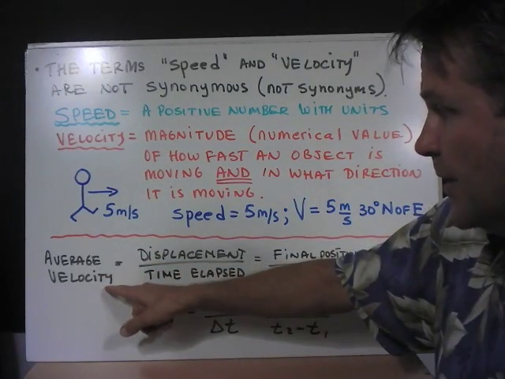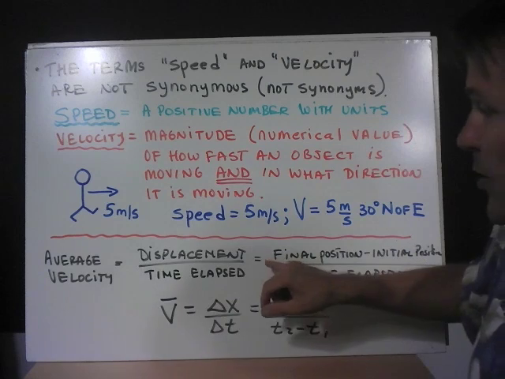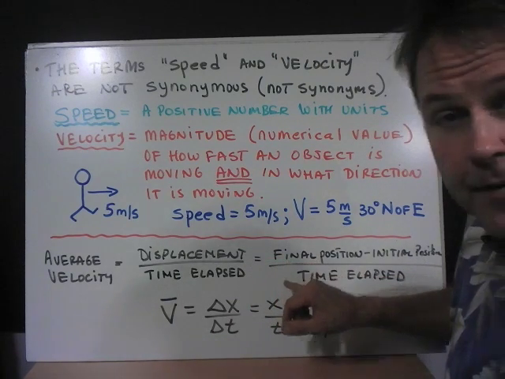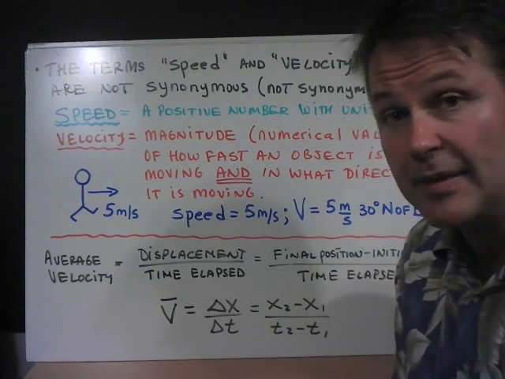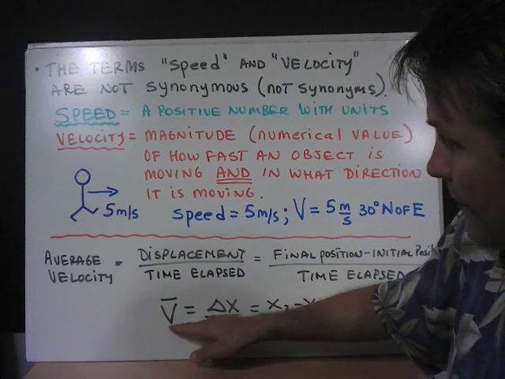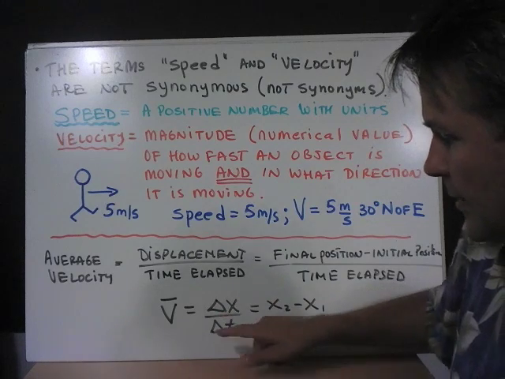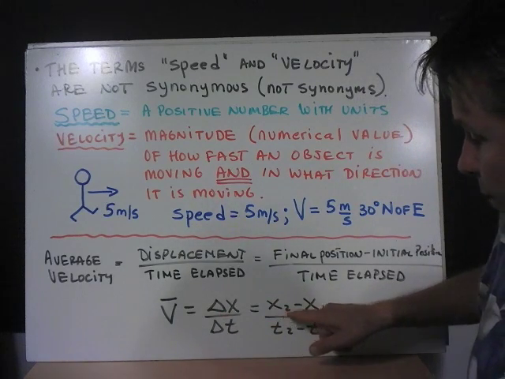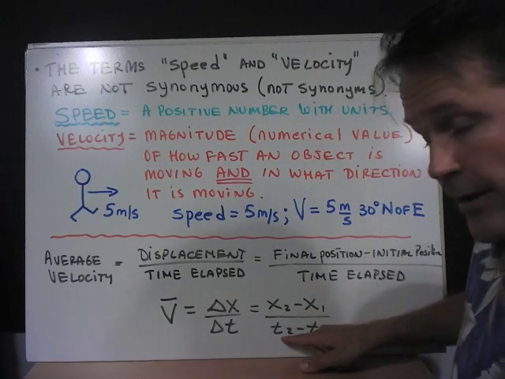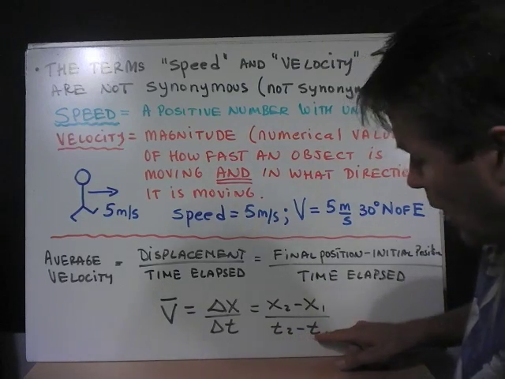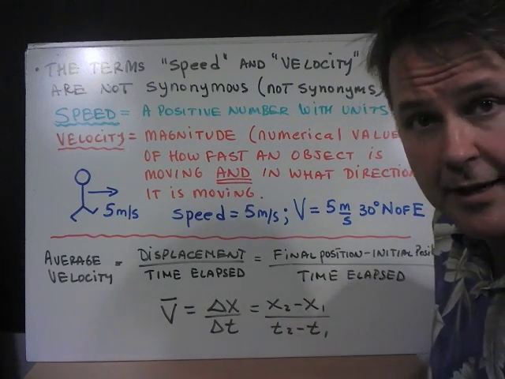Average velocity is displacement divided by the time elapsed. So one way of figuring out the displacement is identifying the final position and subtracting the initial position, and then dividing that by the time elapsed. So average velocity is the change in position, I'll call displacement, divided by time. So that would be x2 minus x1, final position minus the initial position, divided by the final time minus the initial time. Often the initial time will be 0, so you're just subtracting 0 from whatever the final time is.